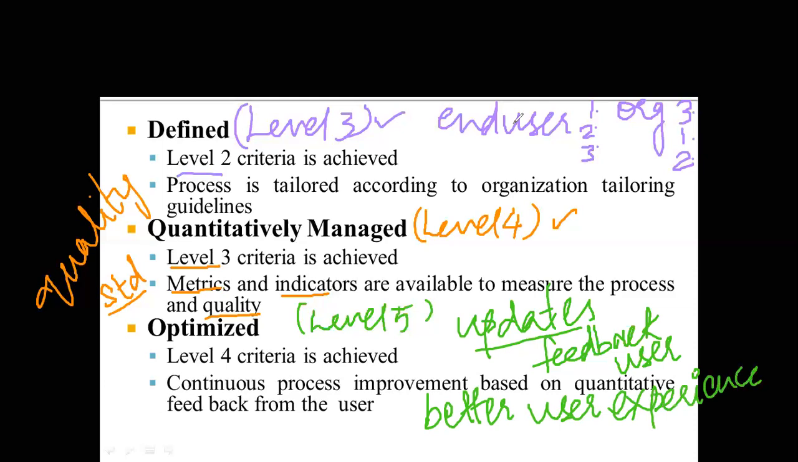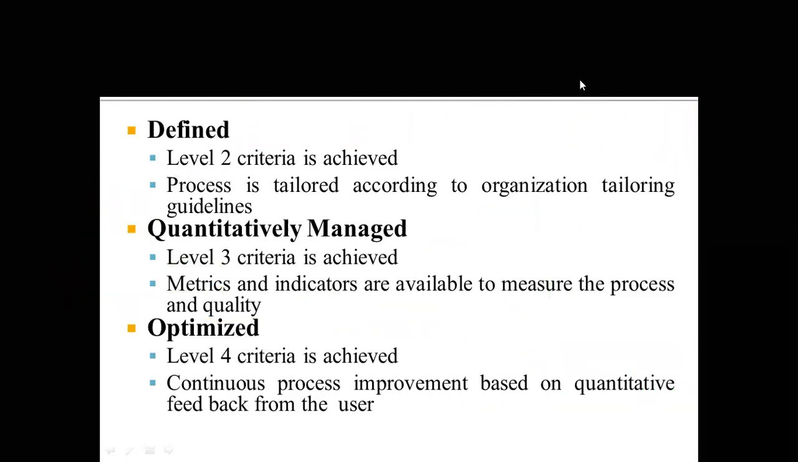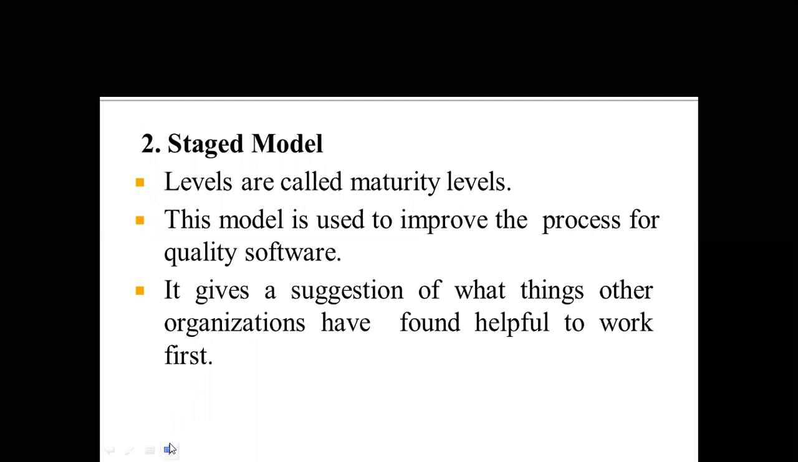So these are the 5 levels starting from 0 to 5. That is in total 6 levels for CMMI for continuous representation. Then going on to the next representation, that is staged representation. Within the staged representation, all the levels will be called your maturity levels.